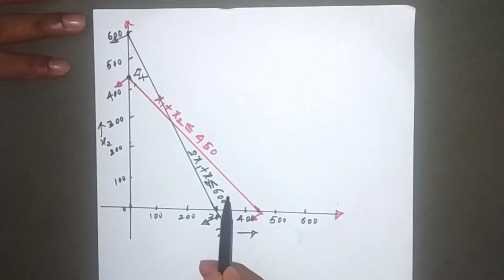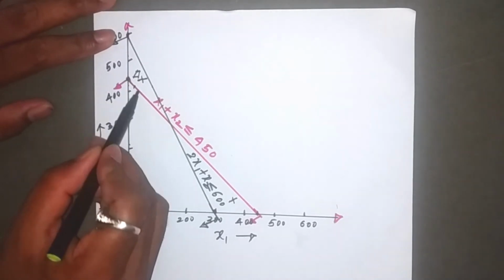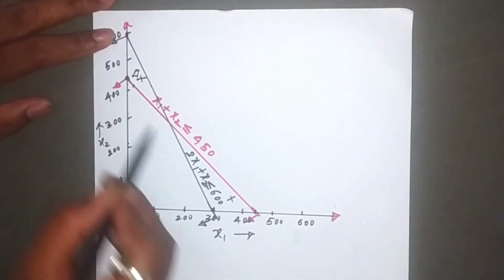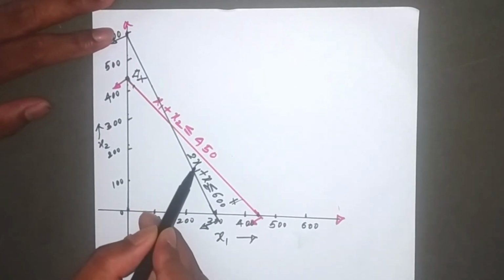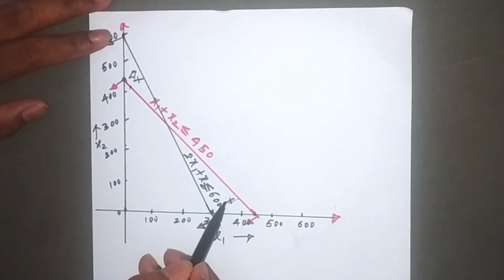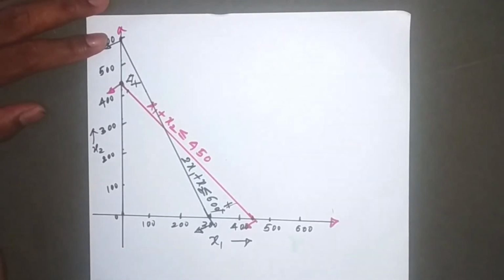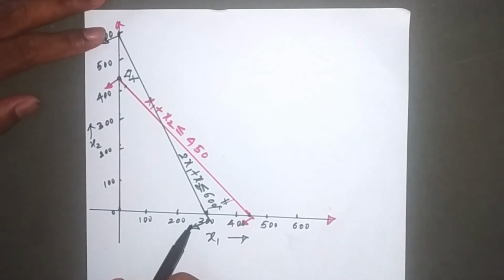Now if I take this as a region, yes, it can satisfy this red color line, since this area comes below it, but for this line, that is 2x1 plus x2 is less than or equal to 600, this region is above it, so it is not satisfying this condition. So this and this are not satisfying. We have to select the region which will satisfy both the constraints.